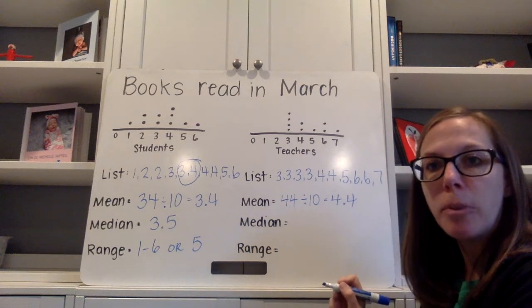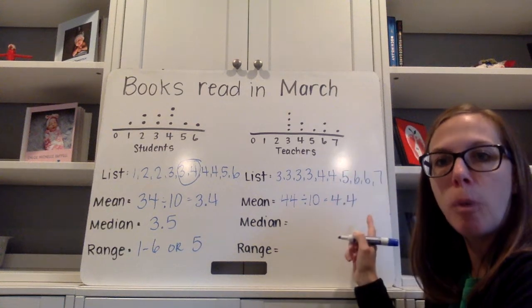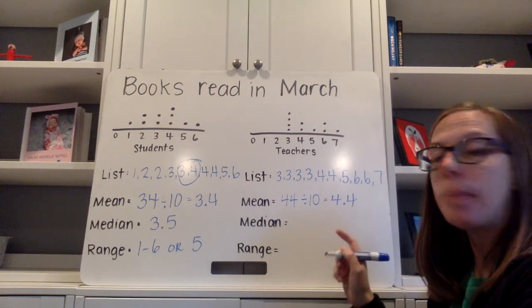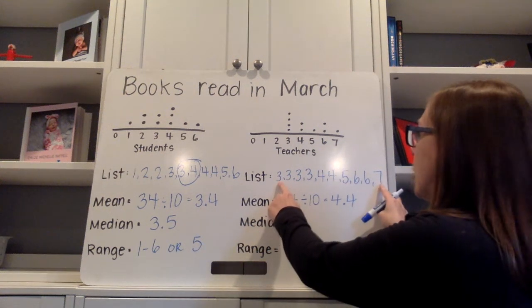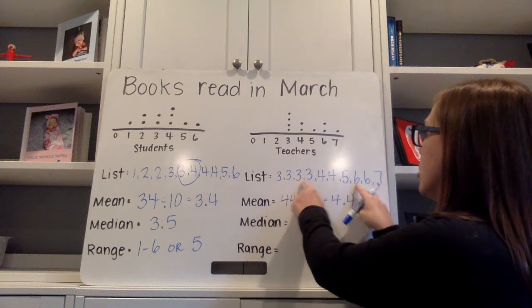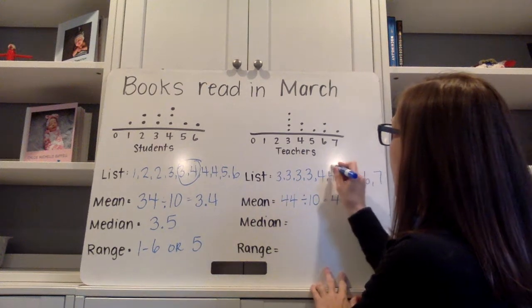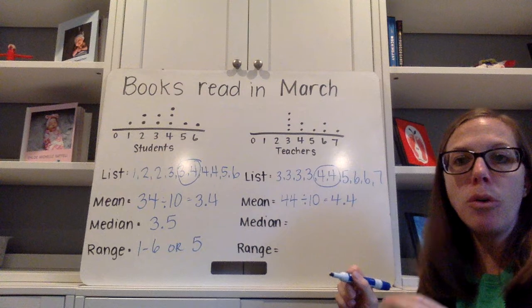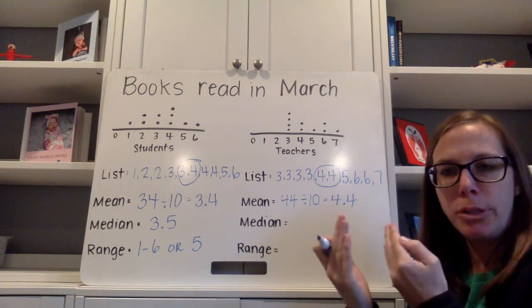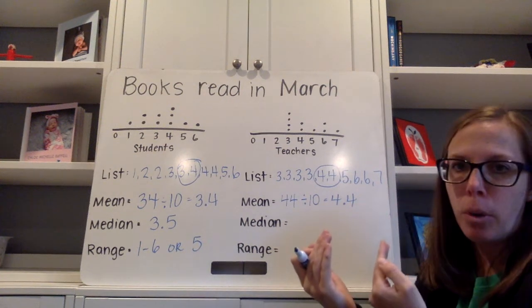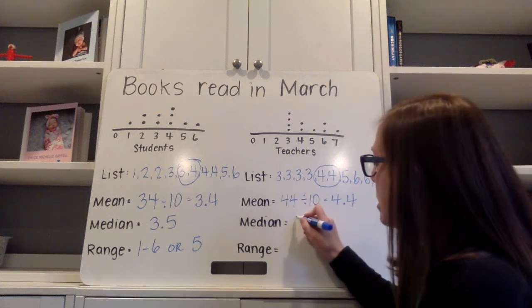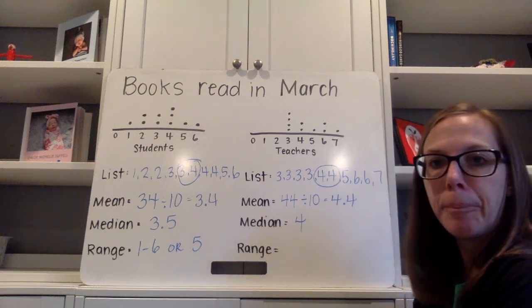So the average number of books read by teachers was 4.4. Now let's look at my median. Again, I'm going to start on the ends and work my way to the center. This time I get lucky. Even though there's not just one number in the middle, my two numbers in the middle are 4 and 4. So my median, it's a little easier on this side, is just 4.